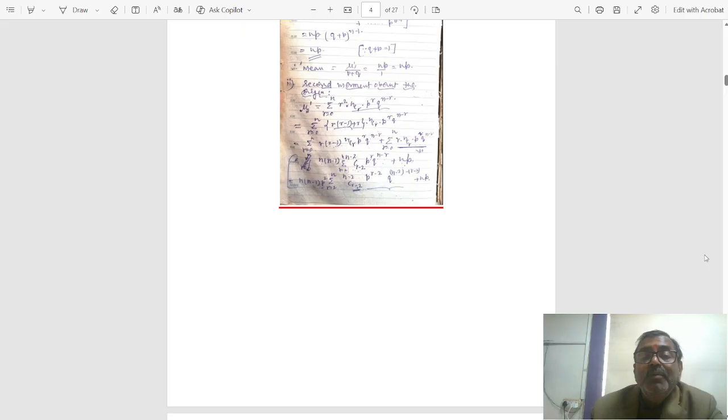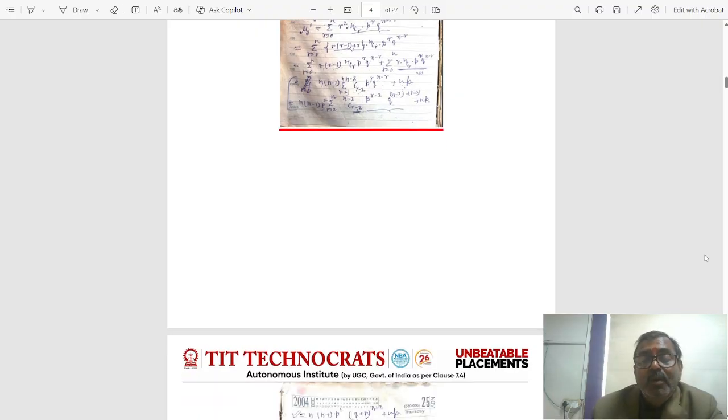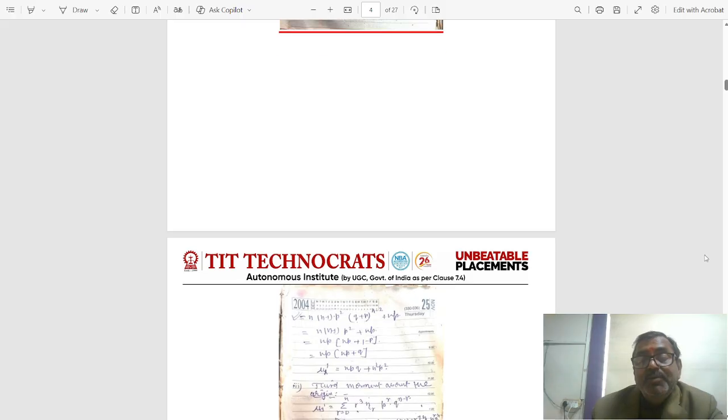Now we can write this as (n minus 1) summation r equal to 1 to n minus 2 of C(n-2, r-2) p to the power r q to the power n minus r, plus np. We can write this second term, that is the np. So after simplification, n minus 1 p square summation of C(n-2, r-2) p to the power n minus 2, q to the power n minus 2 minus (r minus 2), plus np. That is after simplifications.